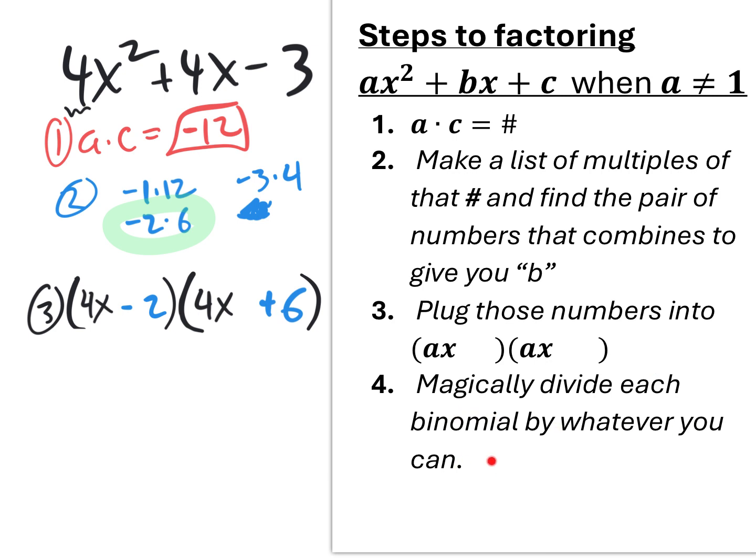by whatever you can, if you can. So right here, the 4 and the 2, you could divide both of them by 2. So when you divide 4x by 2, you get 2x. When you divide minus 2 by 2, you get 1. And on the second one, you could also divide both of these by 2. So 4x divided by 2 is 2x, and 6 divided by 2 is 3, and voila, we have factored.